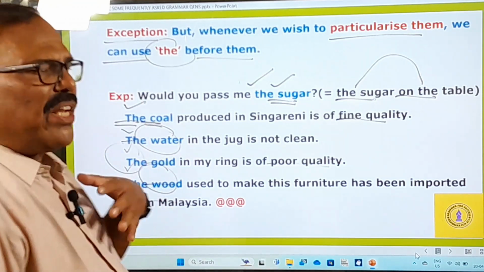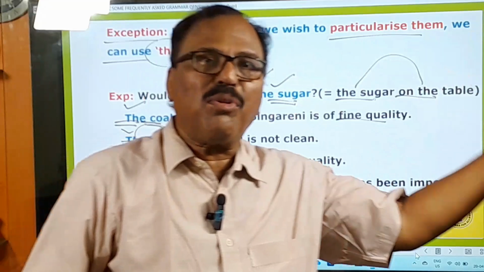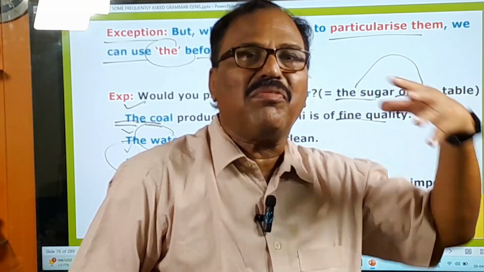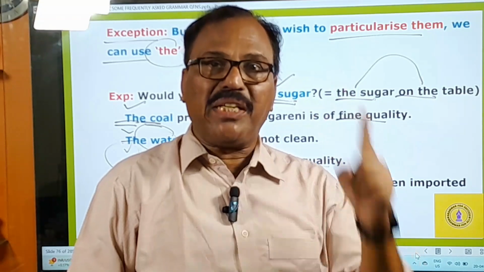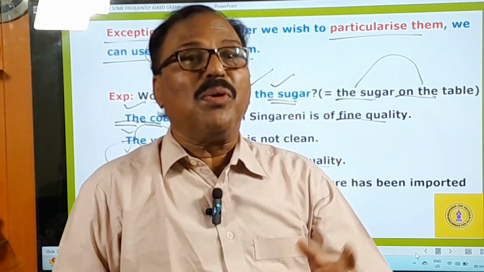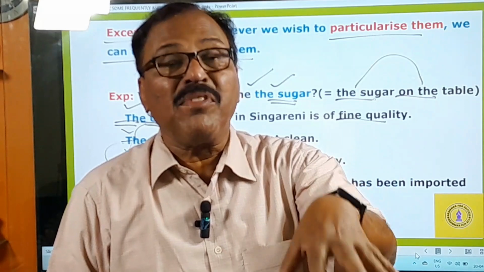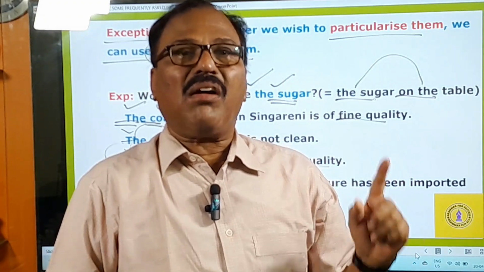So in this way, whenever you happen to talk about the substances in general or in a wider sense, then you should not use any article before those substances or materials. But whenever you happen to particularize them or specify them, then you have to use the definite article.